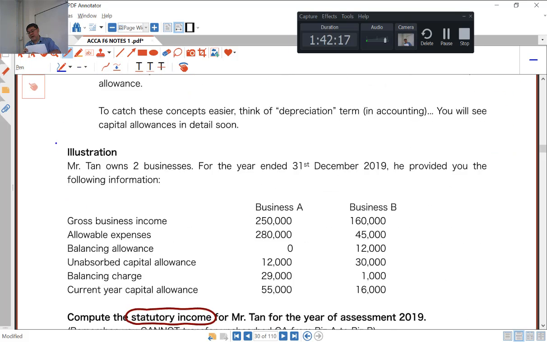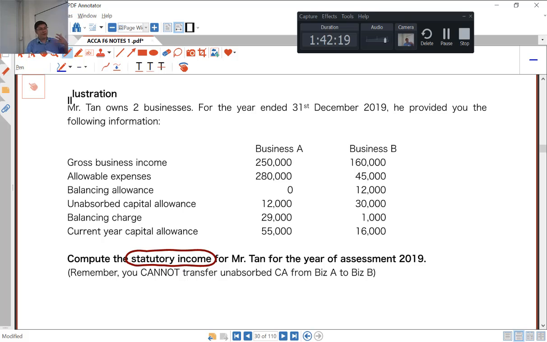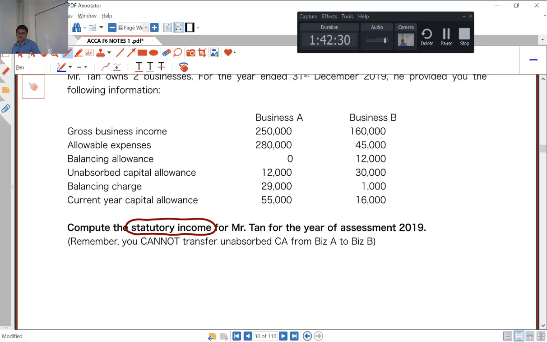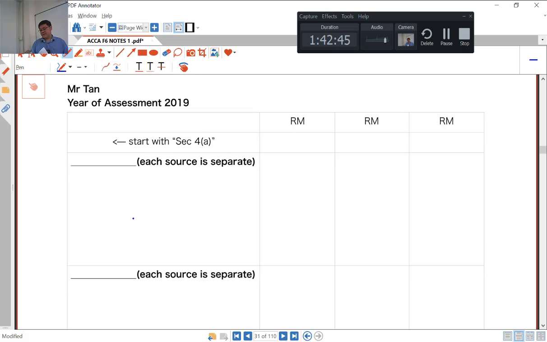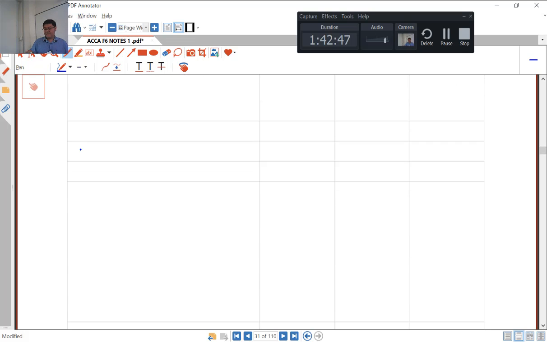So now if you know how to do it, we can use this example and try for a start. Mr. Tan owned 2 businesses. For 31st December 2019, he provided you with the following information for business A and business B, and all these details that you're supposed to have: income, expense, BA, CA, balancing charge, and so on. I have prepared a space at the back so that next time you revise, you can just look at this.